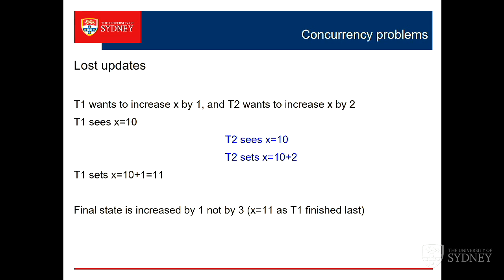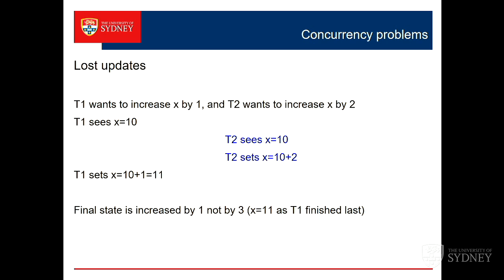So T1 wants to increment X by 1 and T2 wants to increment it by 2. So T1 goes and looks at the value of X and sees it's 10. Cool. And then its next operation is going to be add 1 to 10, because it's got 10 in its local state, so it knows about 10. So it's going to add 1 to 10 and store it away, which is going to be 11.